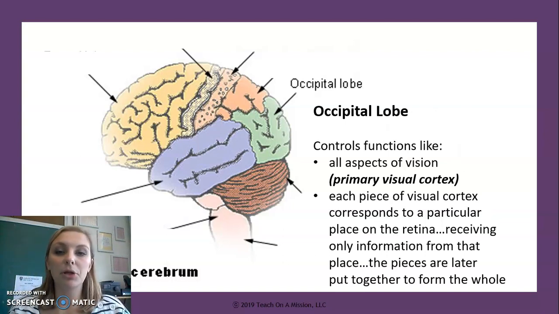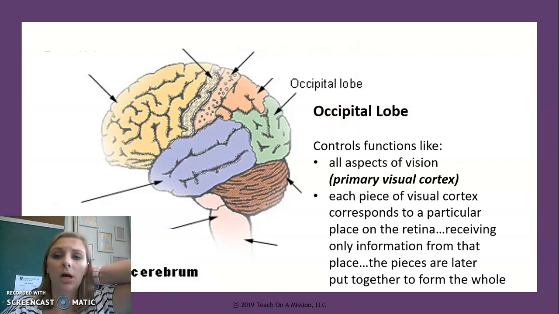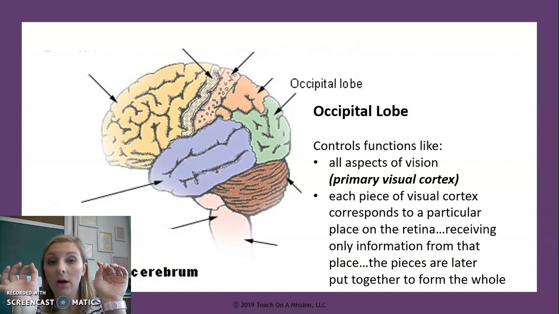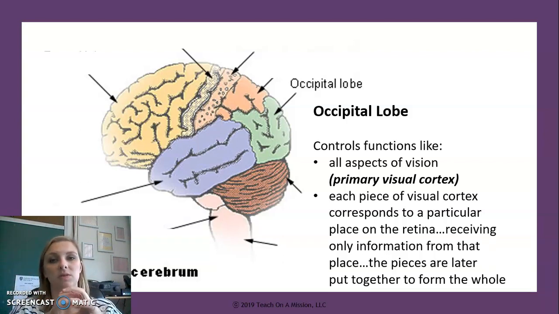And then the occipital lobe is in the back of our head, okay, at the very back. This controls all aspects of our vision. Occipital, the root word is ossi, okay, so that is going to be eyes or vision. So this is going to be our vision back here. Each piece of the visual cortex corresponds to a very specific part of the retina, okay? So our eyes send information, and where that light goes into the retina goes to a very specific piece of the occipital lobe, which then puts all the pieces together and processes what we are seeing, okay?